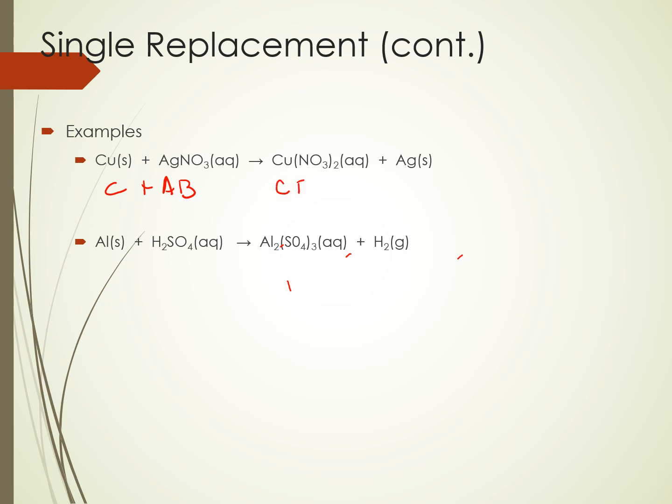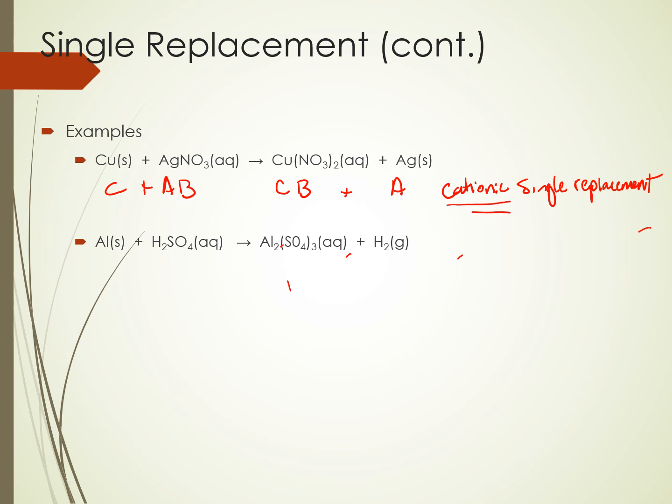So I have, again, CB plus A. When it is the metals that are replacing each other, we call this a cationic single replacement. Because if you remember, cations are those positively charged elements, which are the metals. So we have cationic single replacement here.